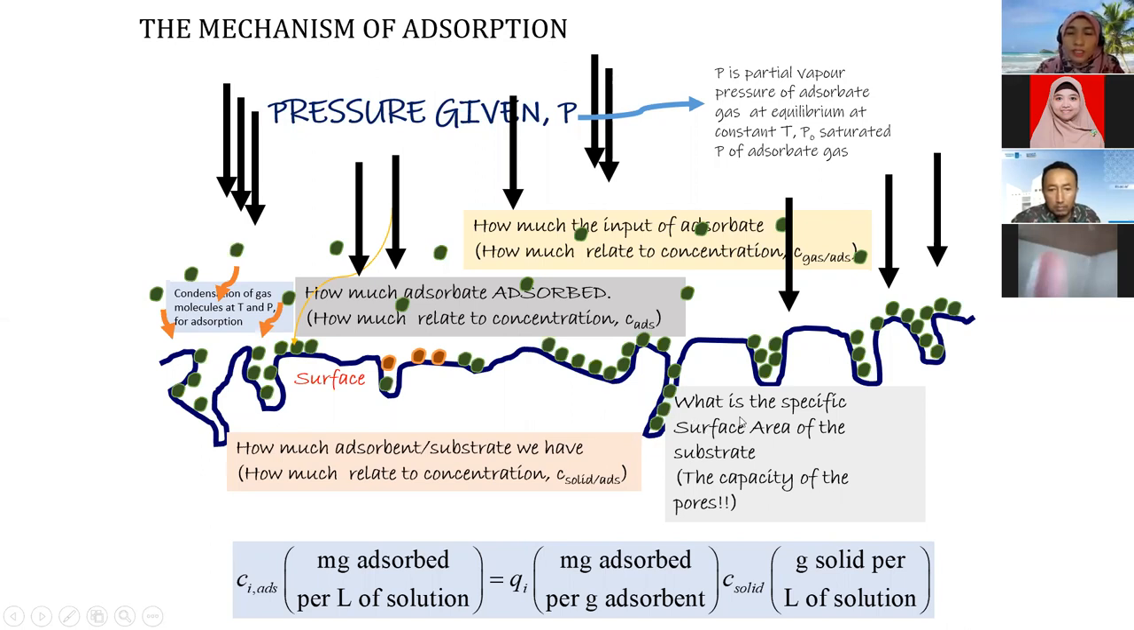So what is the specific surface? Because when you have pores, the pores themselves will increase the surface area of our surface. If it is one flat line, the surface area will be very low, but if you add the pores to your surface, the surface area will be increased.